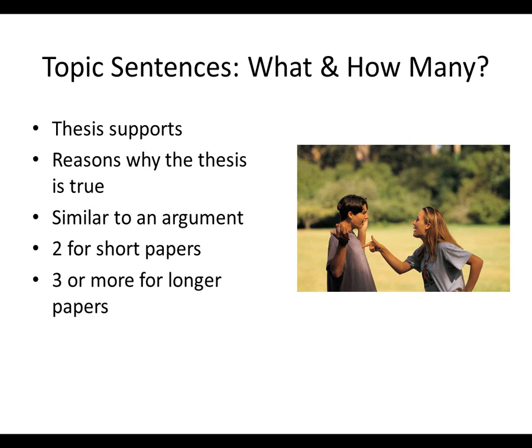This approach is very similar to trying to win an argument. In your thesis, you make a statement. Then in the topic sentences, which belong in the body of your paper, you provide reasons to support this thesis statement. The number of topic sentences can vary depending on the length of the finished paper and the complexity of the subject discussed. For short papers around 300 to 350 words, for example, you usually need around 2 topic sentences. For longer papers around 500 to 750, for example, you need at least 3 topic sentences.